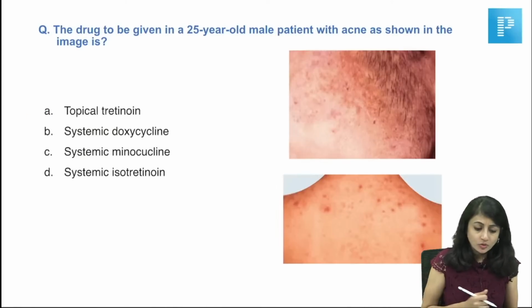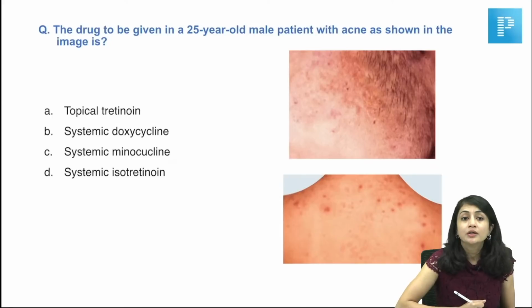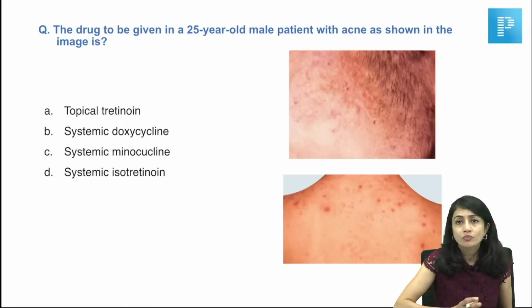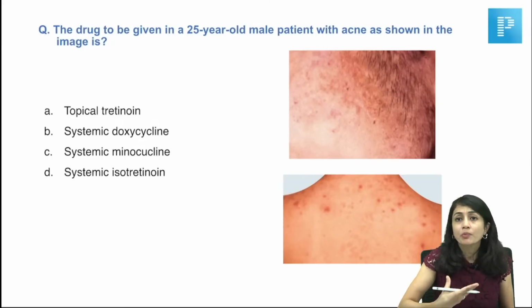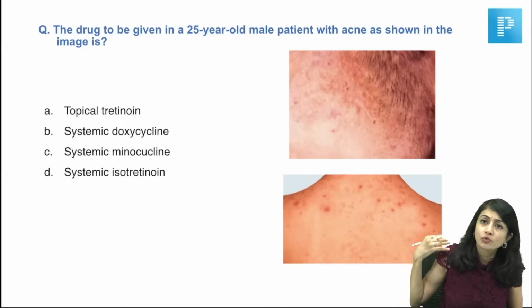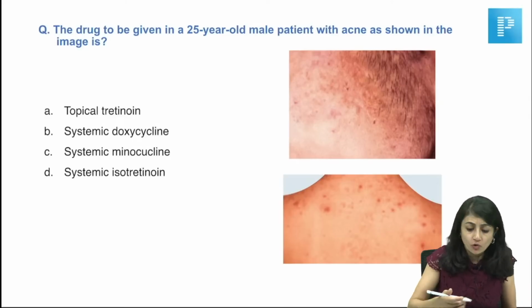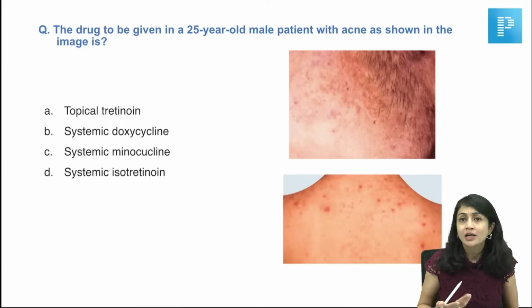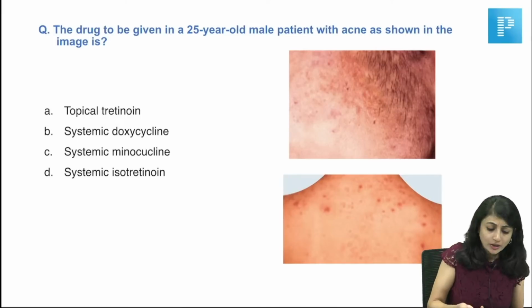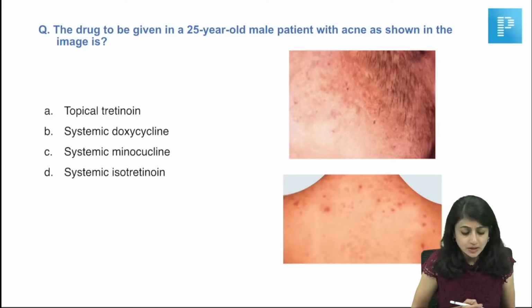Great. So next question, the drug to be given in a 25-year-old male with acne as shown in the images. Now I am sure this must not have been the image, but what I am guessing is that probably they give you an image where there was truncal involvement, face involvement, and on the face you could see scarring or nodules, and we know that according to that the treatment would be systemic isotretinoin.